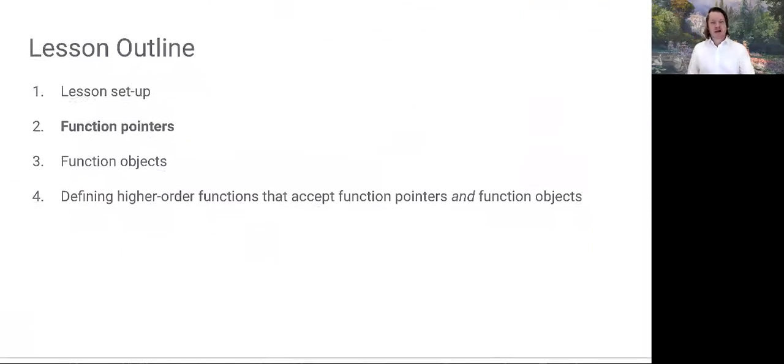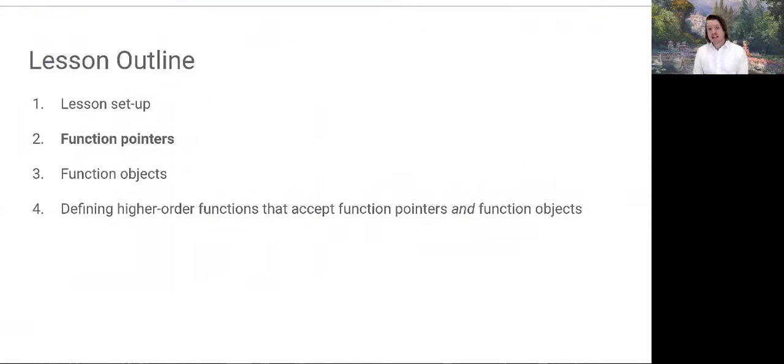So with all of this, we're going to move into function pointers. I'm going to try to set this up in a way that makes some associations to things we've already talked about, and hopefully by the end of it, it will make sense. The syntax for function pointers is not very pretty, but once you get the hang of it, it's not so bad either. We'll then move into function objects. And then we'll talk about defining higher order functions that accept both function pointers as well as function objects. So with that, I'll see you in the next video.